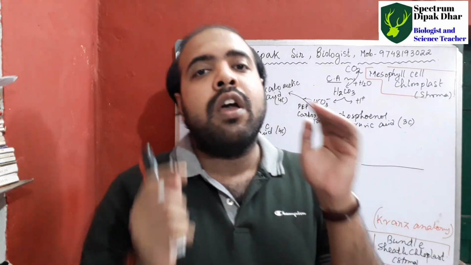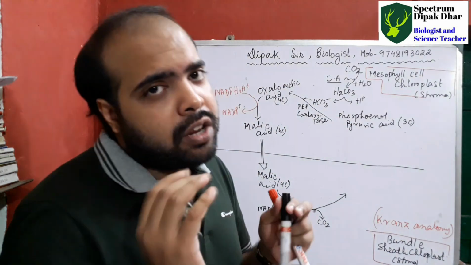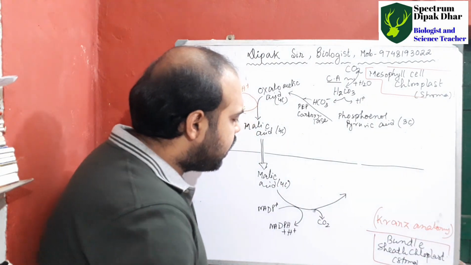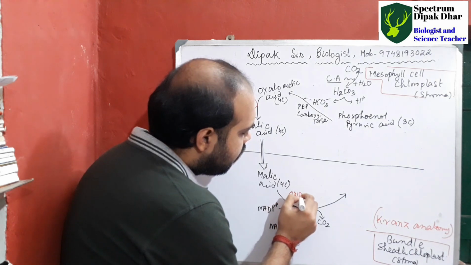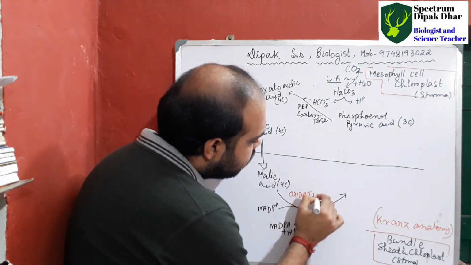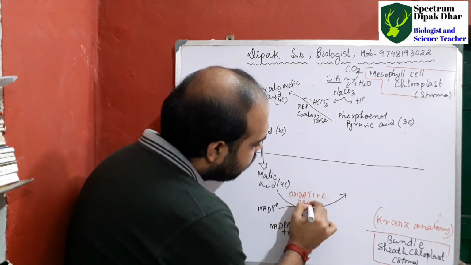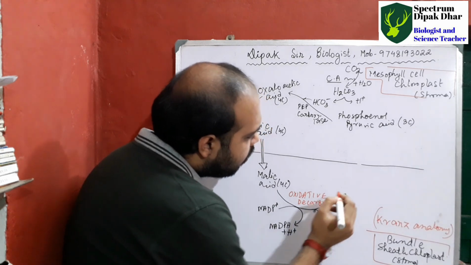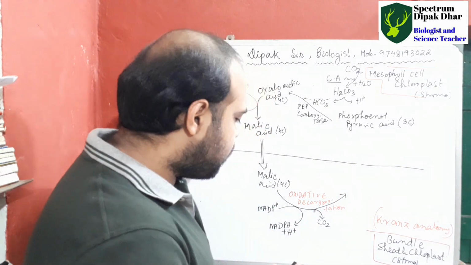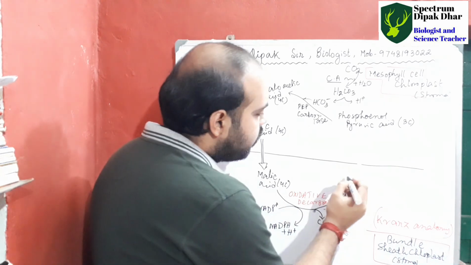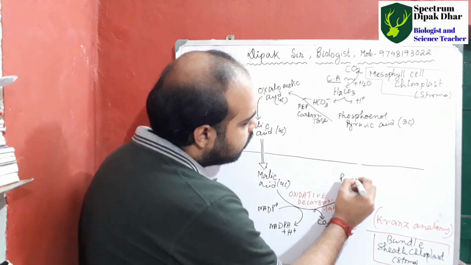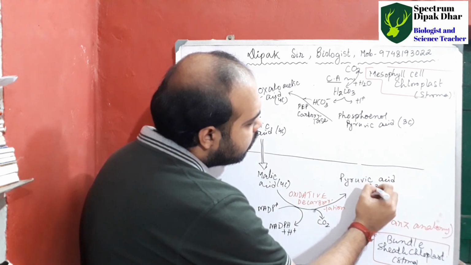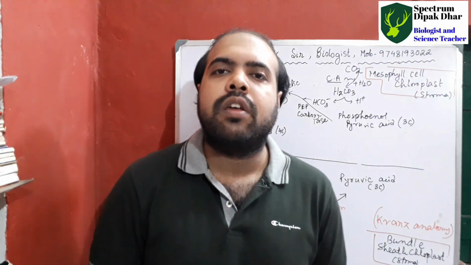of the malic acid. So the process, you have to write it down in your examination copy. Name the process, that is the oxidative decarboxylation. So after the oxidative decarboxylation, what will form? That is the pyruvic acid. Pyruvic acid is the 3-carbon compound that you can see.